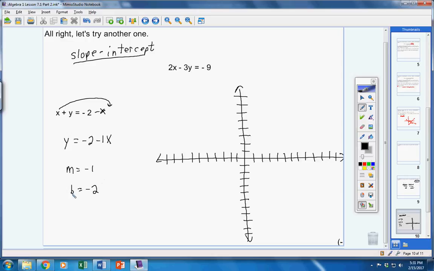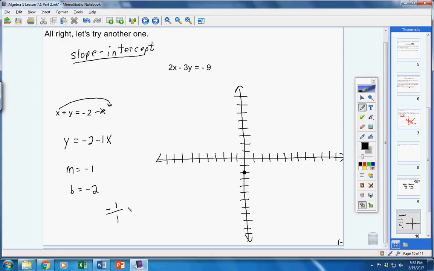Now, my y-intercept is -2. That's my b. So I go to -2, and I'm going to put a point right there. Now, from that point, I'm going to rise, and I'm going to run. Your slope is -1. Now, remember, we really want that to be a fraction. So we're going to put it over 1 so that we have a fraction.